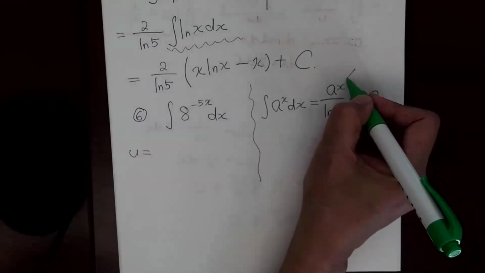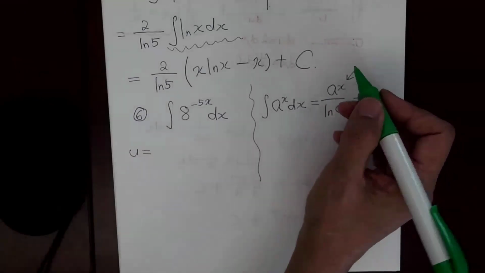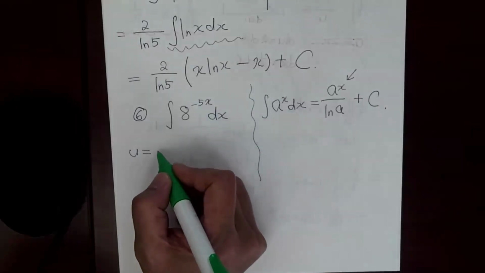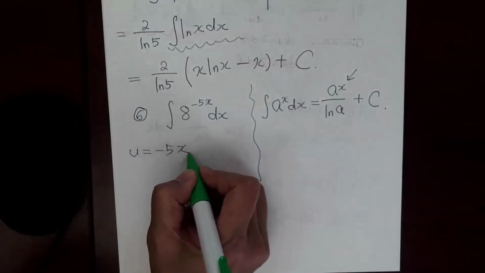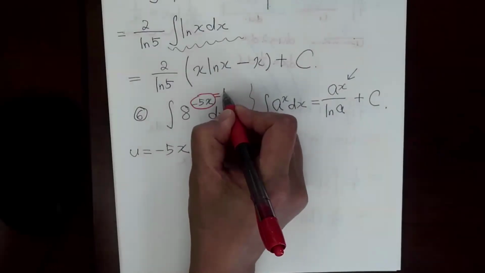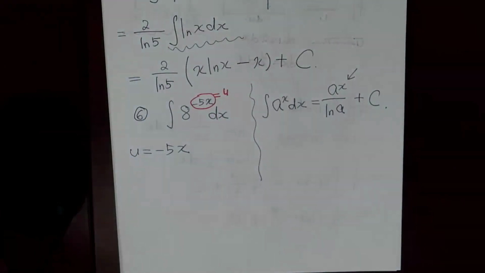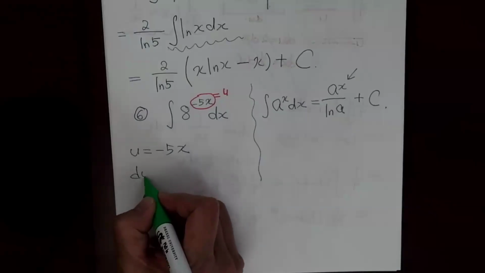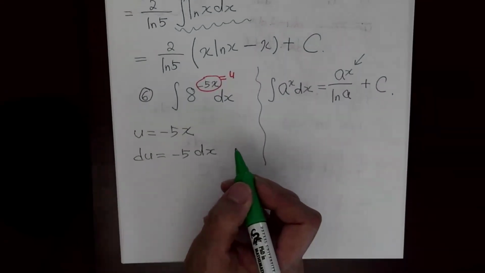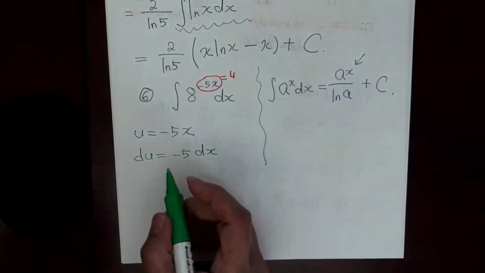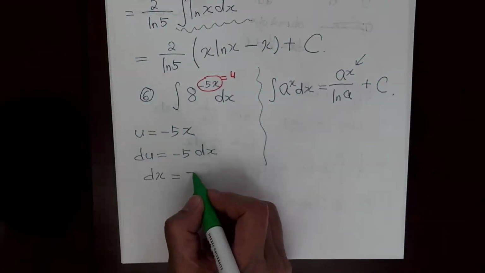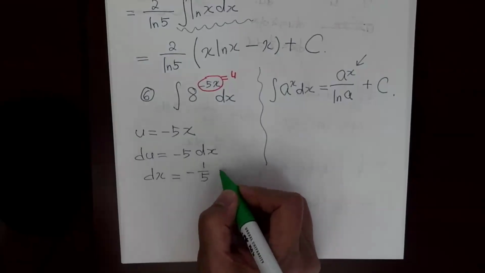We have a power x, but we have minus 5x. So we will put u equals minus 5x. This one becomes u. And then du equals minus 5 dx. We have only dx here, so we will solve for dx. Then we have minus 1 over 5 du.